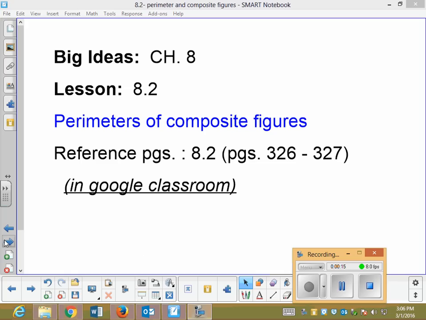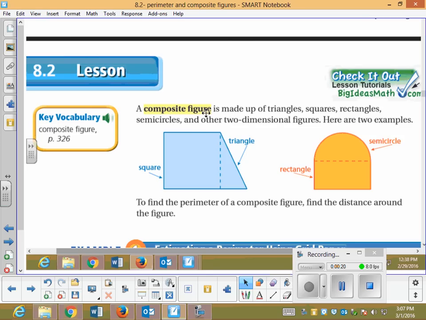All right, let's go ahead and begin with some vocabulary. What are composite figures? A composite figure is made up of triangles, squares, rectangles, semicircles, and other two-dimensional figures. In other words, if you have any two shapes that are meshed and combined together, they will make a composite figure. So you can have a square and a triangle, or a rectangle and a semicircle. You just have to have two shapes meshed together, and that's a composite figure.